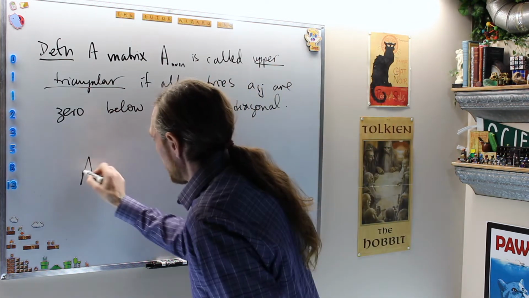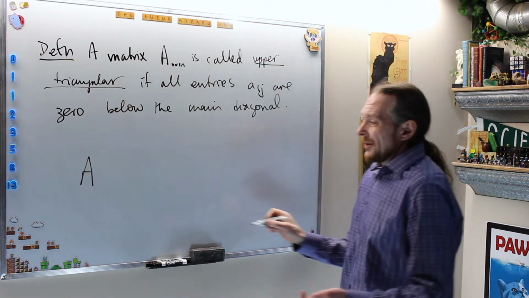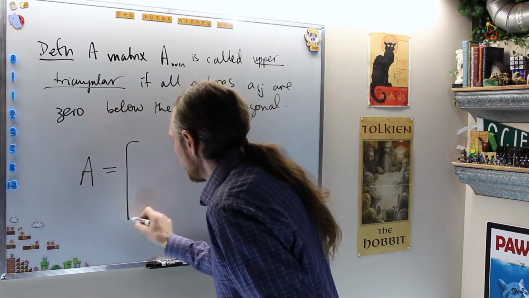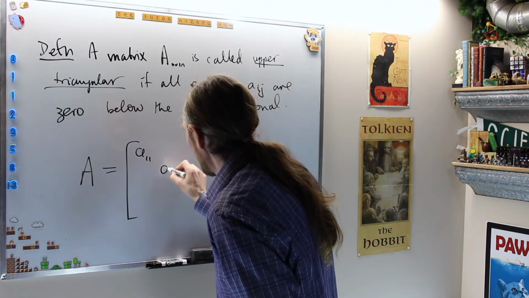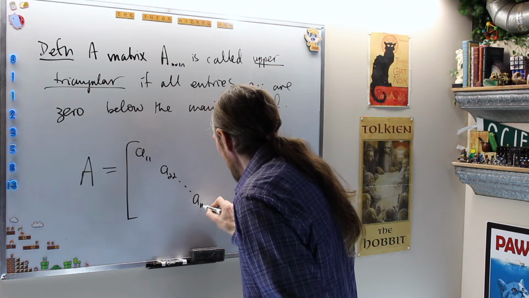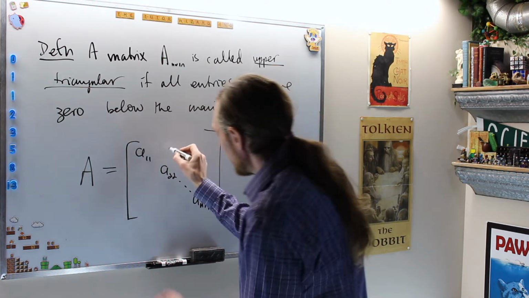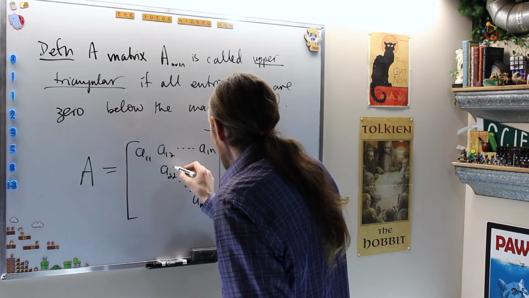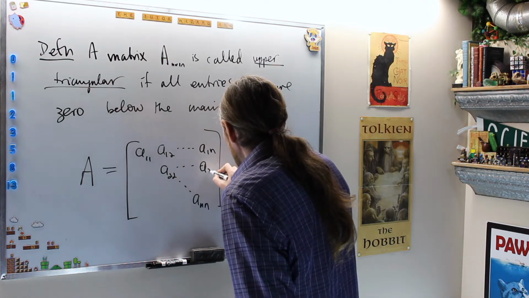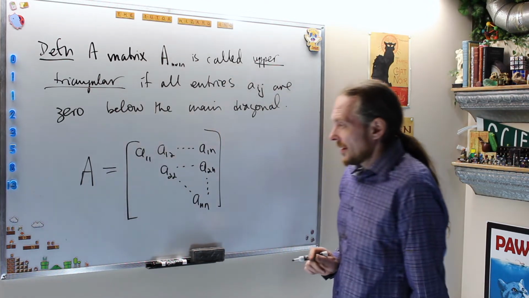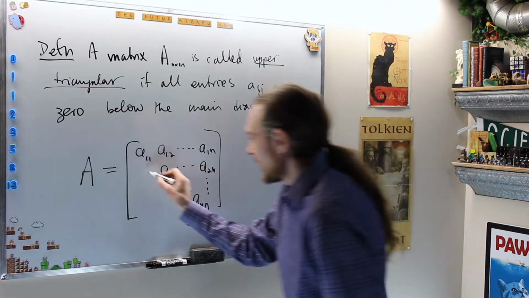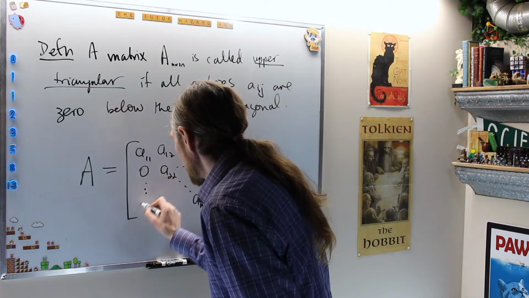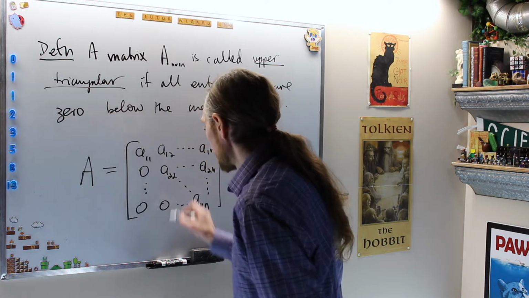So what does that mean for us? A equals A11, A22, dot, dot, dot, ANN again. But now these are non-zero. A12, we don't know. A1n, and then dot, dot, dot, A2n, dot, dot, dot. This is now what we have, an upper triangular, and then we have zeros below, zeros everywhere.